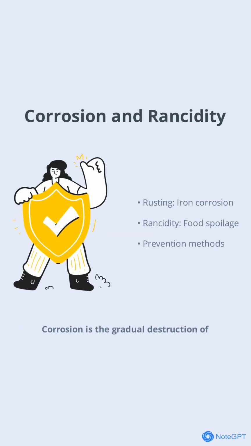Corrosion is the gradual destruction of metals by chemical reactions with their environment. The corrosion of iron, known as rusting, is a serious problem because it weakens structures and machinery. Rust can be recognized by its reddish-brown color. Preventing corrosion involves painting, galvanizing, or using protective coatings. Rancidity, on the other hand, refers to the spoilage of oily foods due to oxidation. It can be prevented by storing food in airtight containers or adding antioxidants. Both corrosion and rancidity highlight the impact of chemical reactions in daily life.